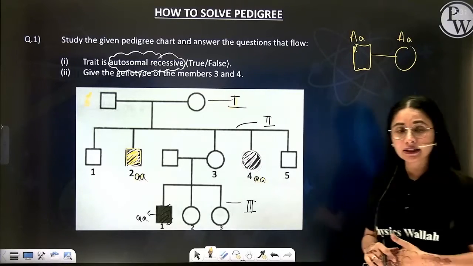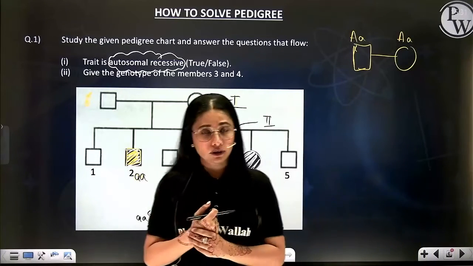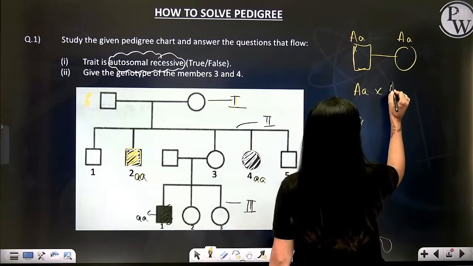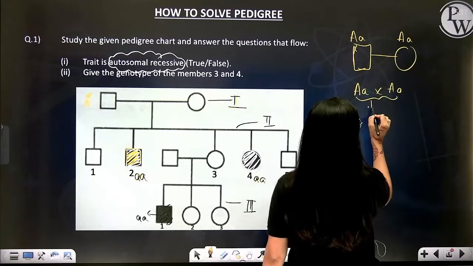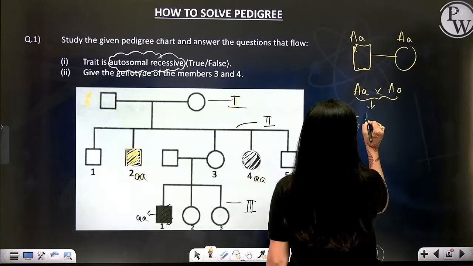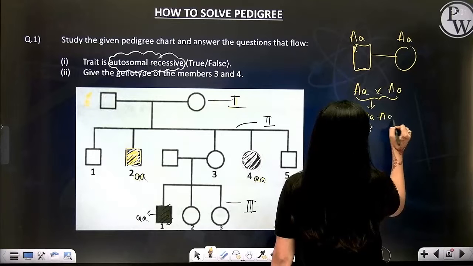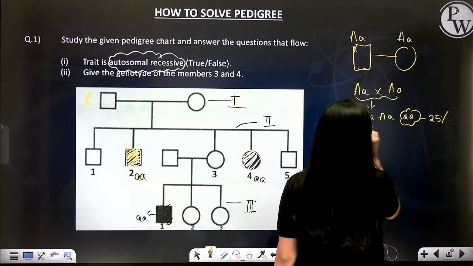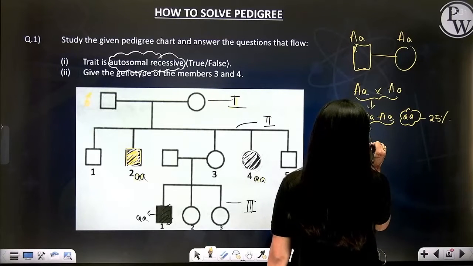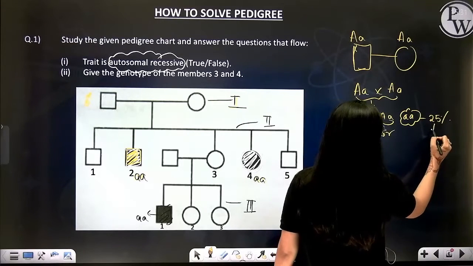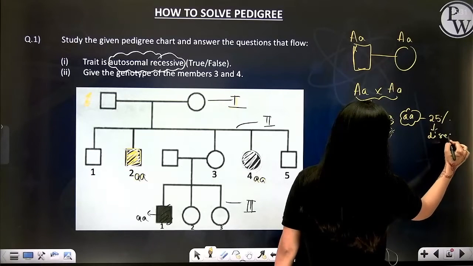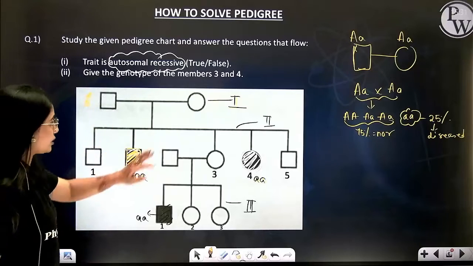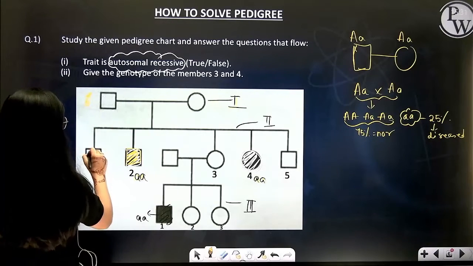So if I consider that both my parents are heterozygous for the trait, that means the possibility of their offspring having the disease will be only 25%. That means every pregnancy gives a probability that 75% will be normal offspring and 25% will be diseased offspring. So how many kids did they actually produce? One kid.